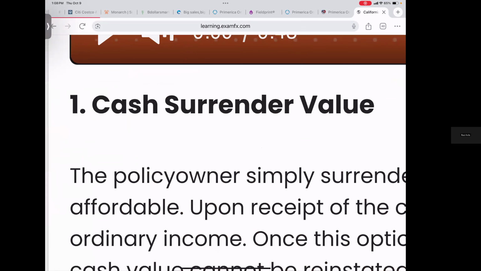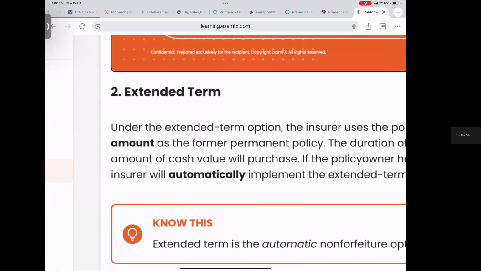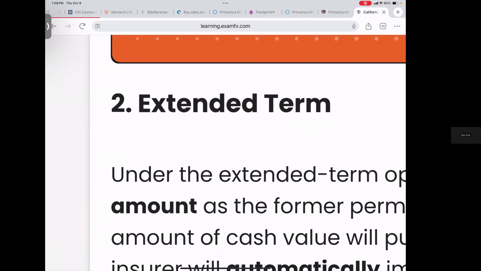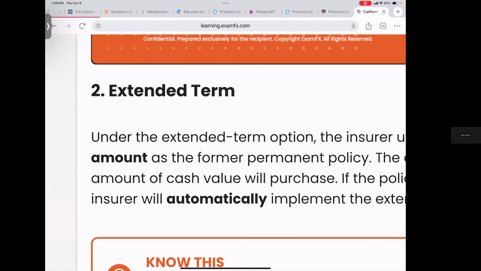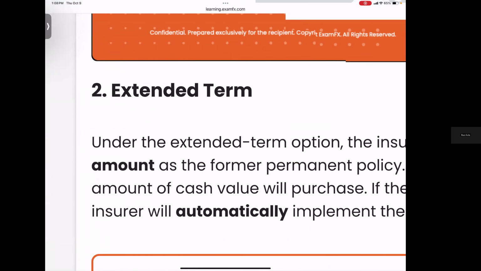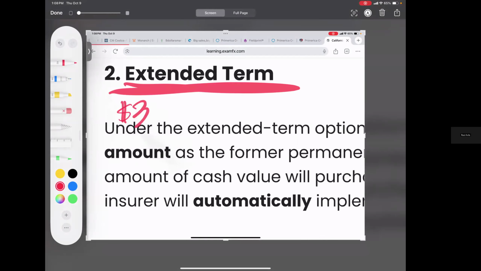The first non-forfeiture option is just cash out. Just cash me out. The second non-forfeiture option is called extended term non-forfeiture option. Okay, so what does this mean? Let's talk about it. Extended term non-forfeiture option keeps, so let's say the coverage was $300,000. It's going to keep $300,000 the same. The coverage is going to stay active.